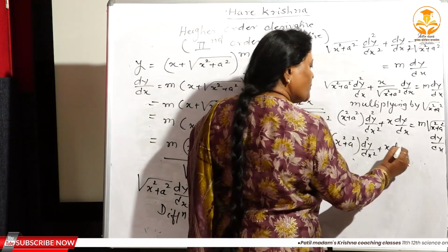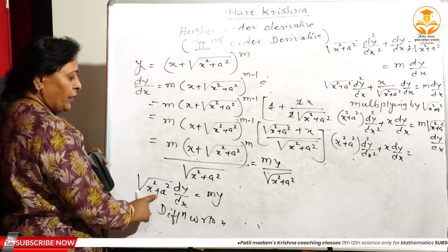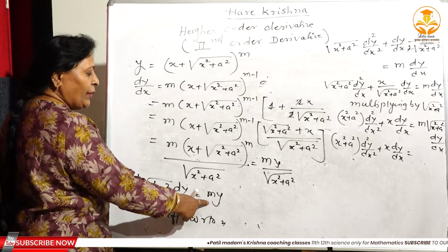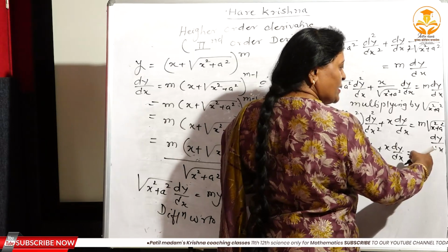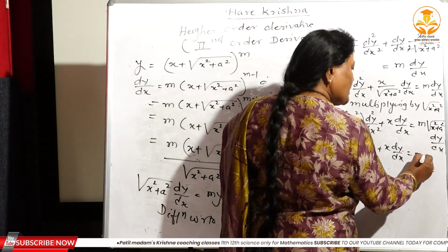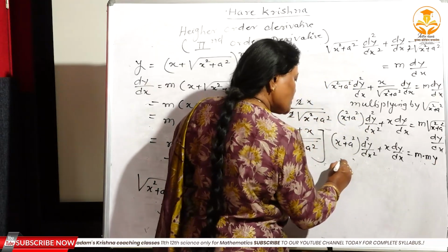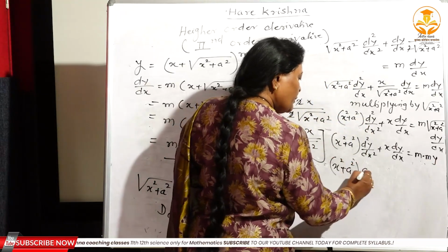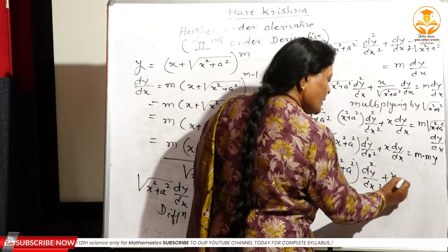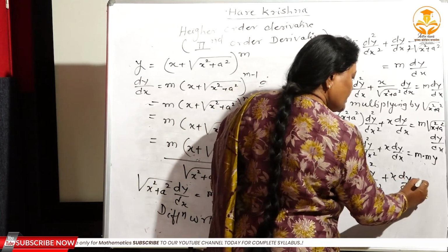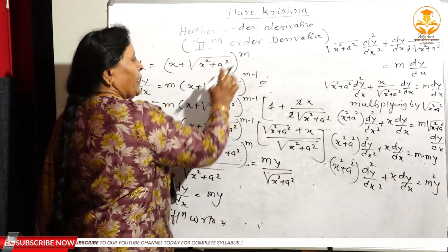And again, if you observe this here, root of x square plus a square into dy by dx is equal to m by root of x square plus a square into dy by dx. This m remains as it is, and here you have got m by means here x square plus a square d2y divided by dx square plus x dy by dx, and the result is m square. Right? They can give any value here.